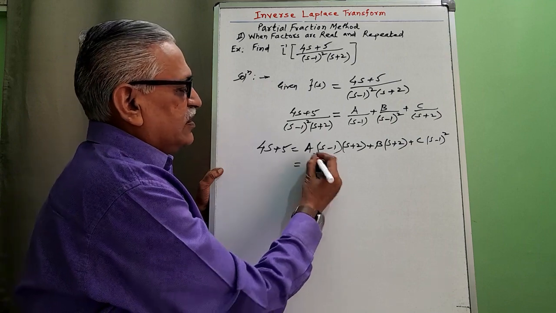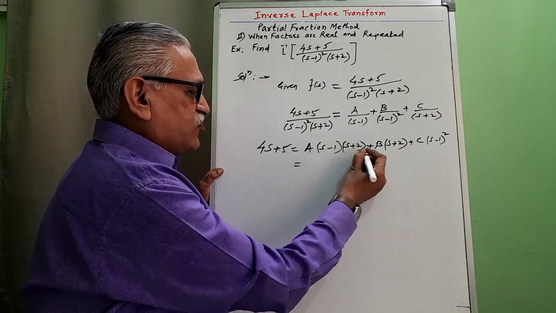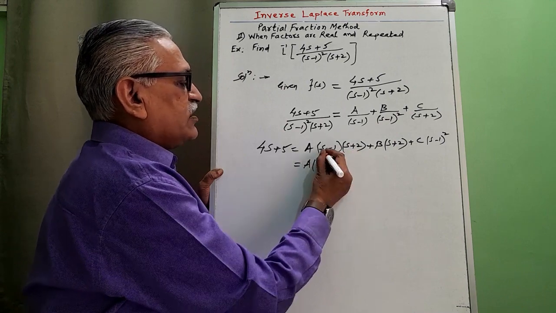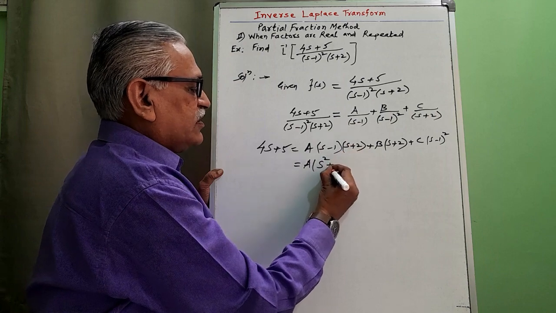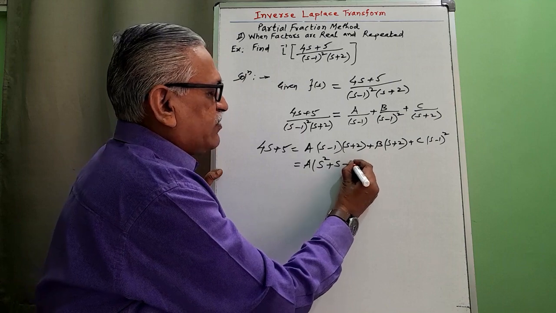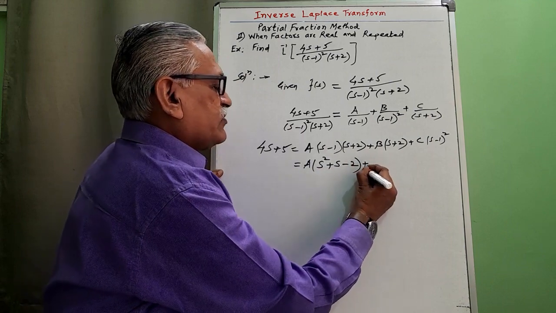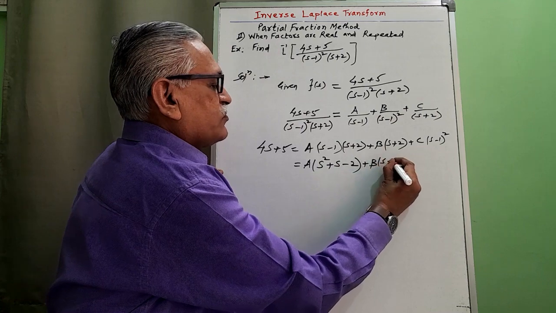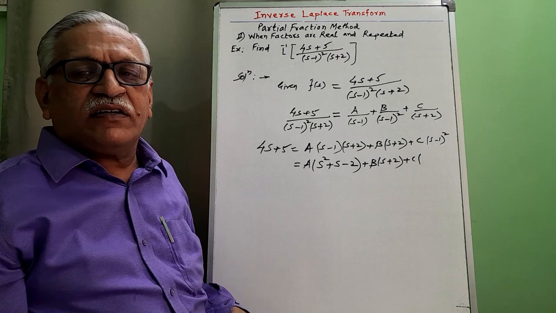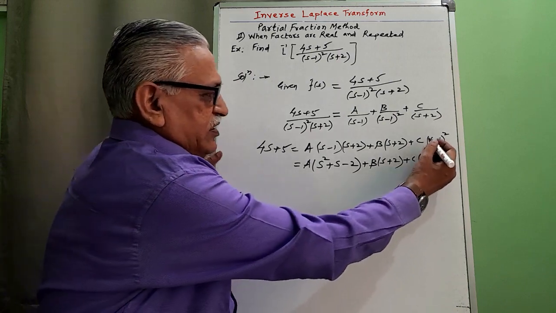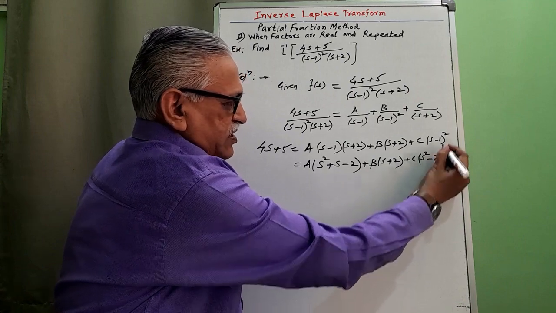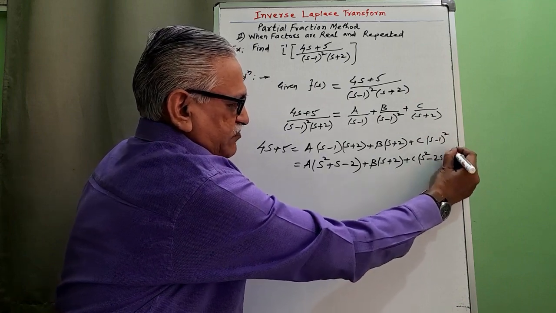Then rewrite it by taking actual multiplication. We get a into s, we get s square plus 2s minus s, it is s only, and minus 1 into plus 2, we get that product as minus 2, plus b into s plus 2, and c into, expanding that bracket by the a minus b whole square formula, it is a square means s square, minus 2ab means minus 2s, and plus b square means plus 1.